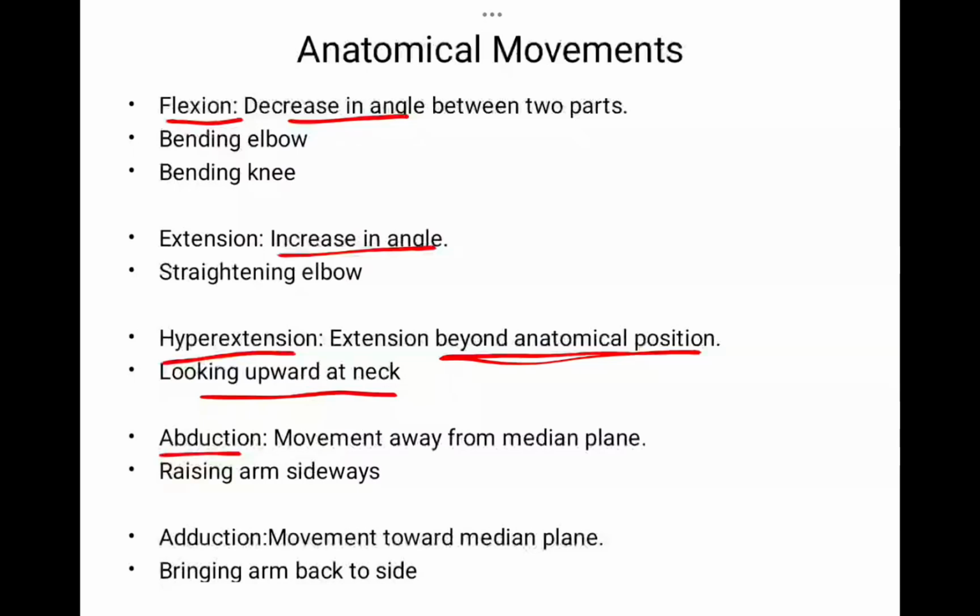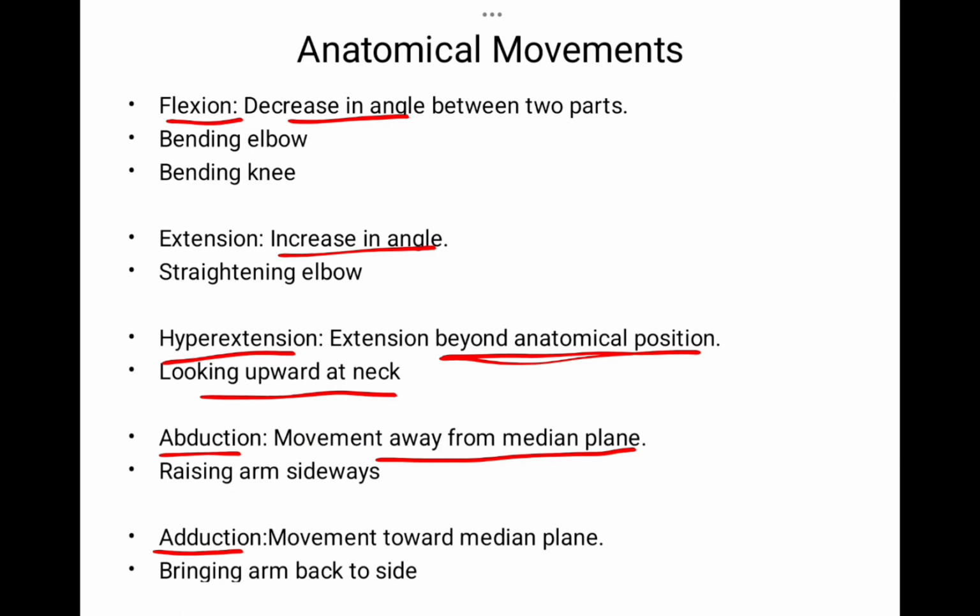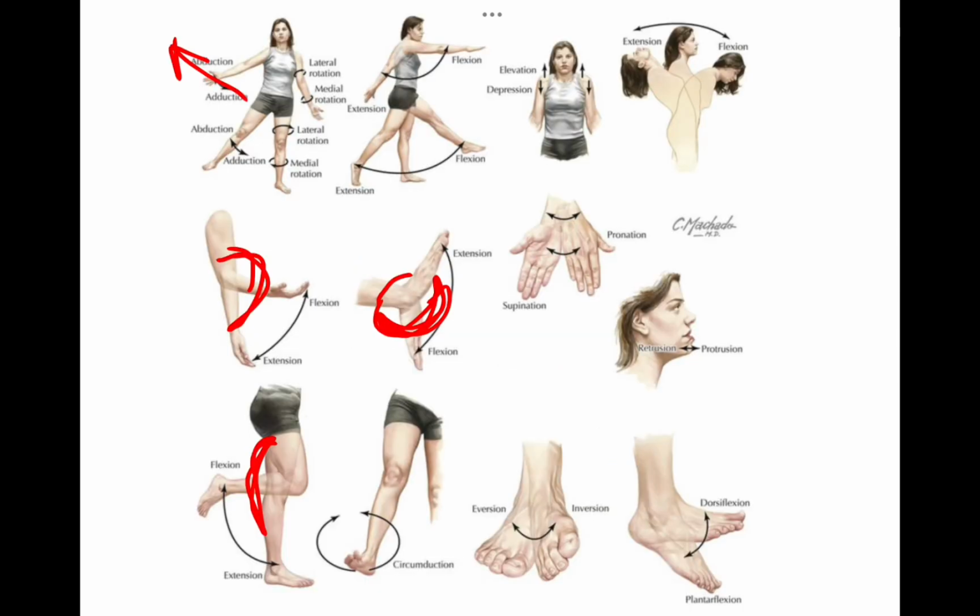We have abduction and adduction. Abduction is movement away from the midline or the median plane. Like when you're raising your arm away from the median plane, this is abduction. While adduction is moving towards the median plane. You're bringing your arm back to the side, back to the median plane, to be in an anatomical position.